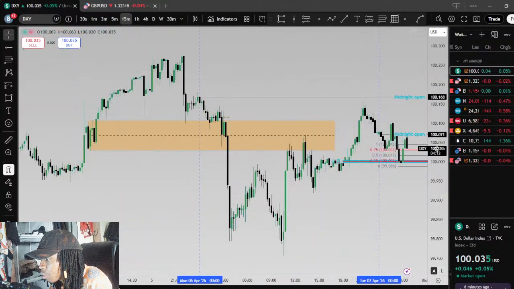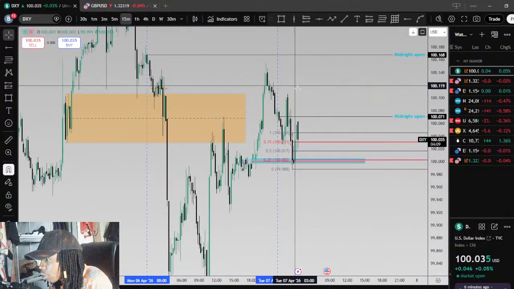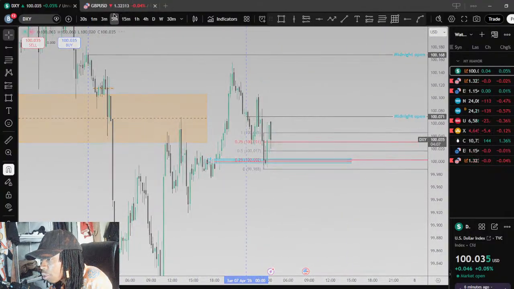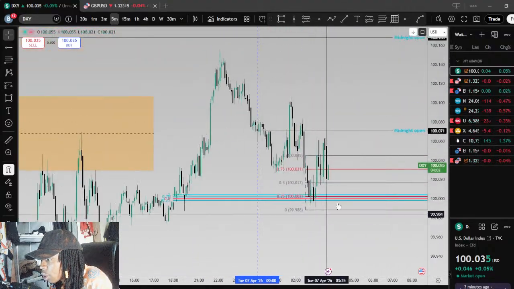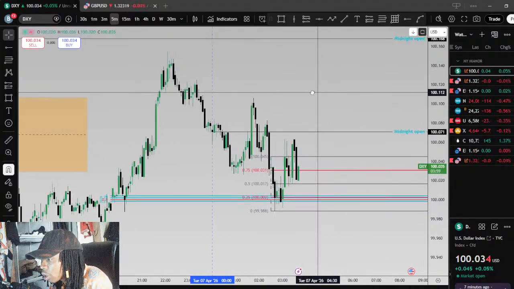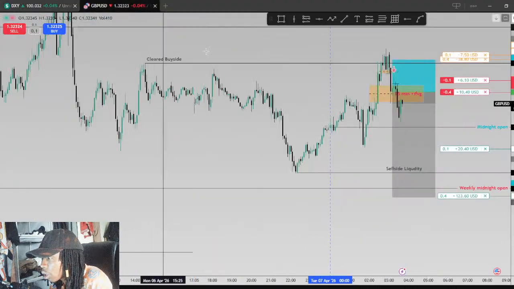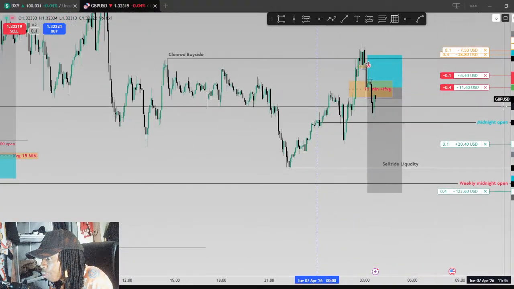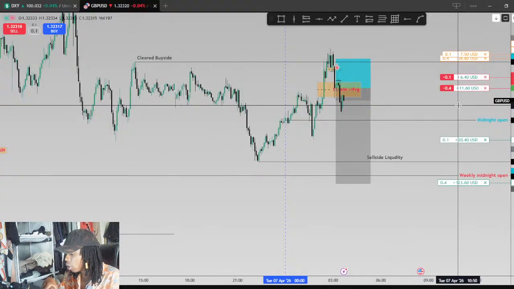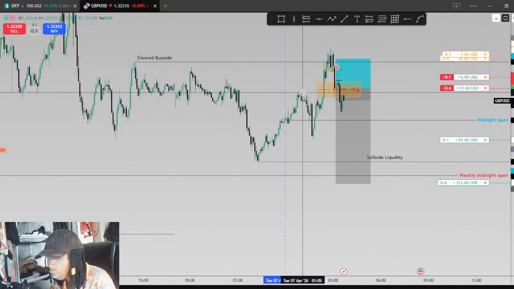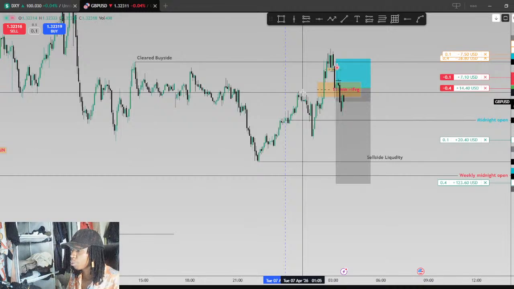Right there. 5. And we sit and see what the clear structure is telling us. We'll still wait. That's why I always give the trade room to breathe before I start moving my stop loss, because you can easily get wicked out.